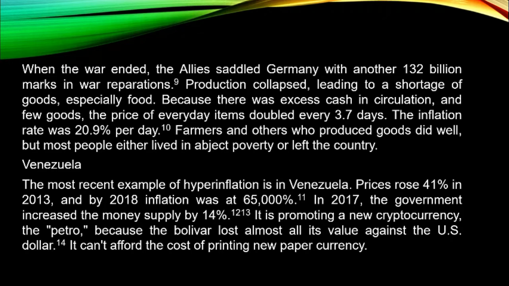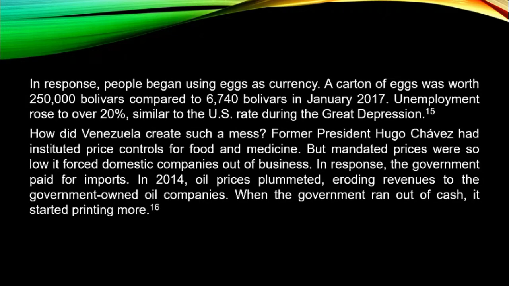Farmers and others who produced goods did well, but most people either lived in abject poverty or left the country. Venezuela is the most recent example of hyperinflation. Prices rose 41% in 2013, and by 2018 inflation was at 65%. In 2017, the government increased the money supply by 14%, and it is promoting a new cryptocurrency, the petro, because the bolivar lost almost all its value against the US dollar, and it cannot afford the cost of printing new paper currency.